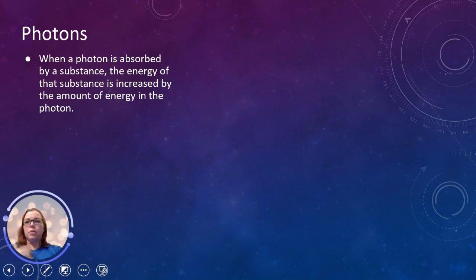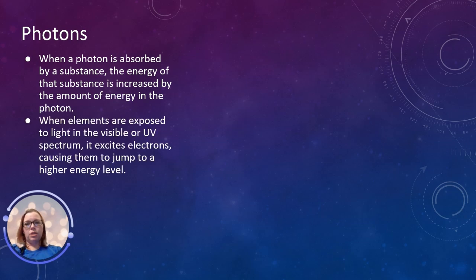So photons, remember that when a photon is absorbed by a substance, the energy of that substance is increased by the amount of energy in the photon. So when elements are exposed to light in the visible or UV spectrum, it excites the electrons, causing them to jump to a higher energy level.